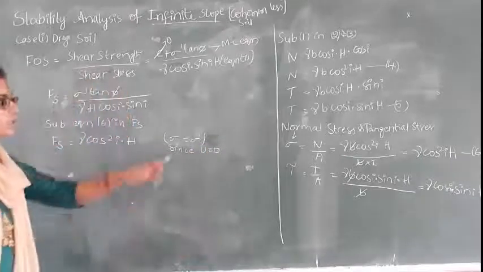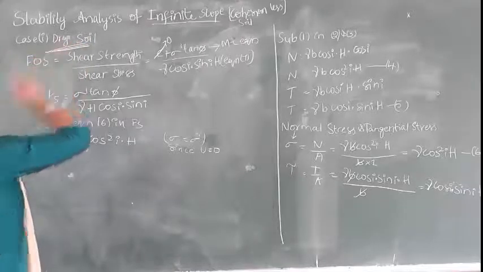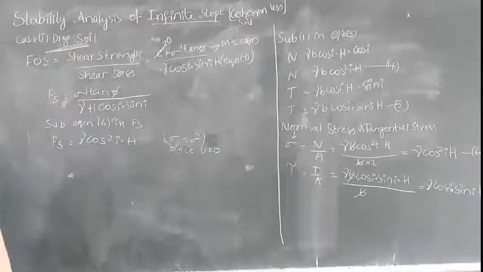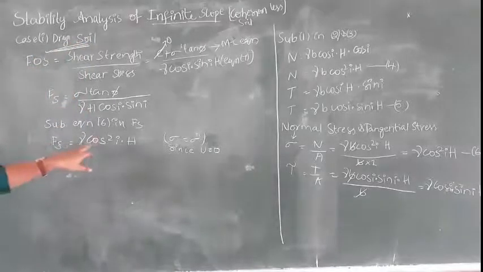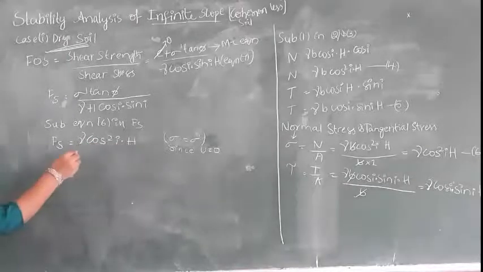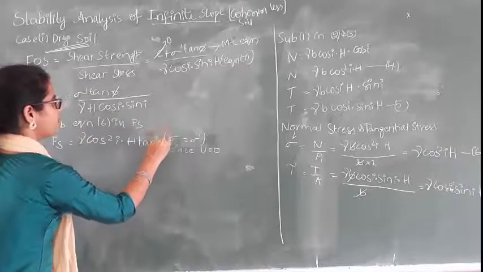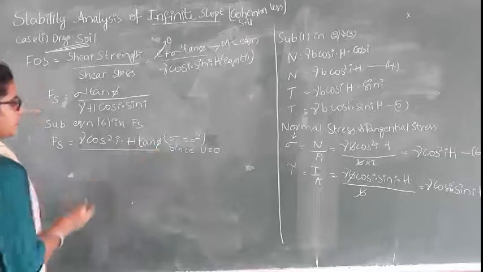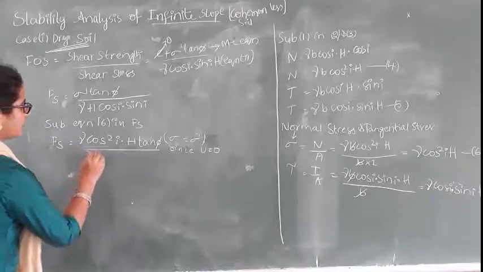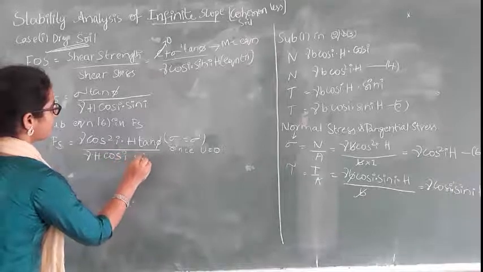Why is U equal to 0? Because we consider the condition to be dry soil. Right? So Fs is equal to gamma cos square i into H from equation 6. Right? Sigma tan phi by gamma into H into cos i sin i.